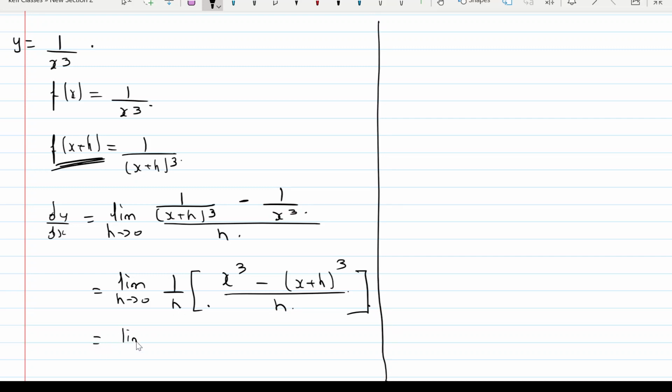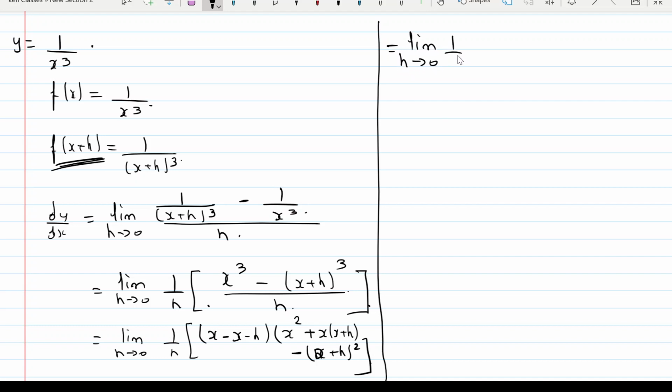which is equal to limit as h tends to 0, 1 upon h, and this is a cube minus b cube, which is a minus b into a square plus ab plus b square, so that's x minus x plus h into x square plus x into x plus h plus x plus h the whole square, which is equal to limit as h tends to 0, 1 upon h into, x and x cancels, this is minus h into x square plus x into x plus h plus x plus h the whole square.